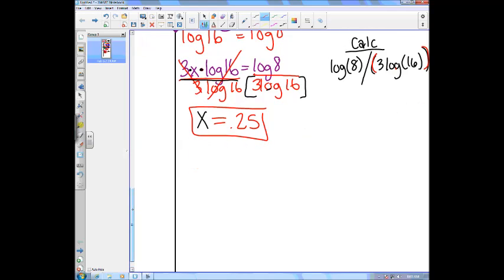Example 6. 15 to the 3x equals 285. Again, the directions will be round to the nearest hundredth after you solve. Be very careful. I'd like you to try this one out. Do all the steps yourself all the way through. Raise your hand when you think you have the answer, and I'll come check.